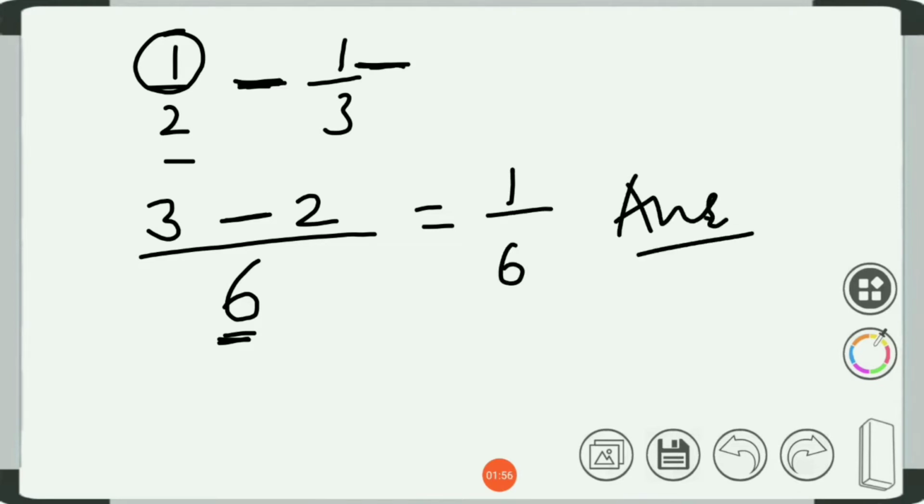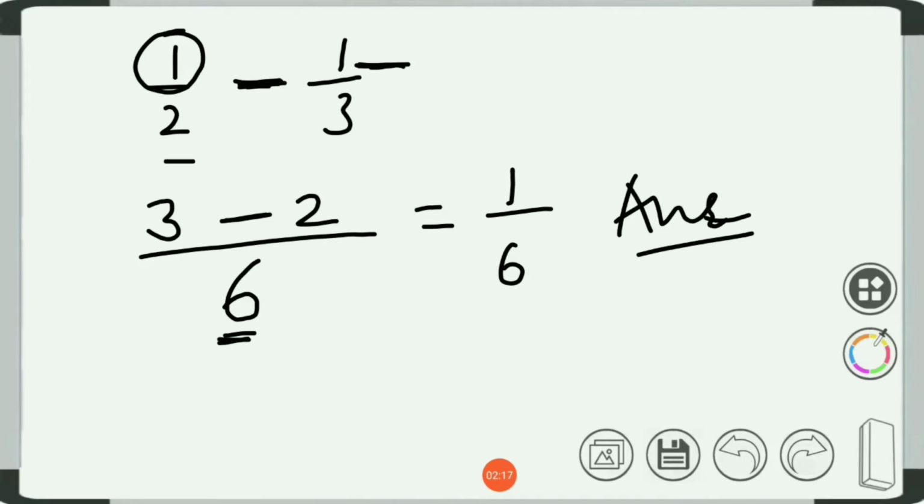You cannot write it as only 1 or as only 6. You only have to write it as 1 upon 6. But if there would be an answer like 6 upon 1, then you can also write it as 6. But if there is a 1 upon 6, then you have to write it only as 1 upon 6.